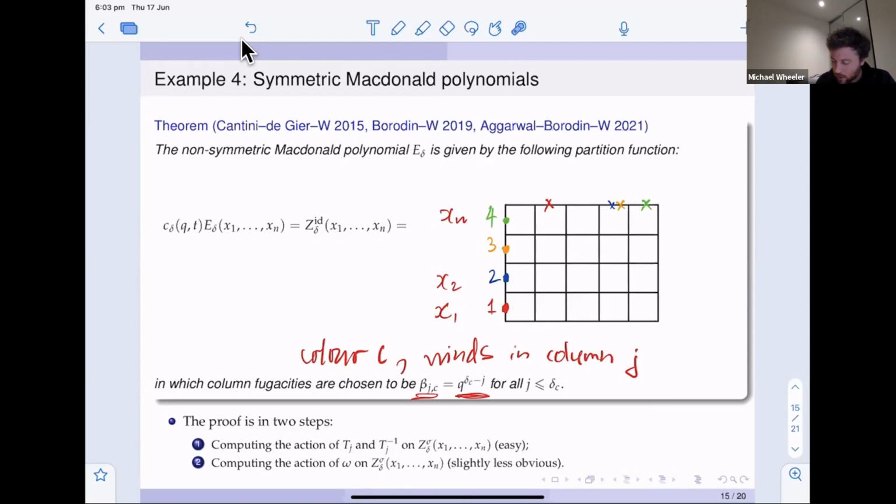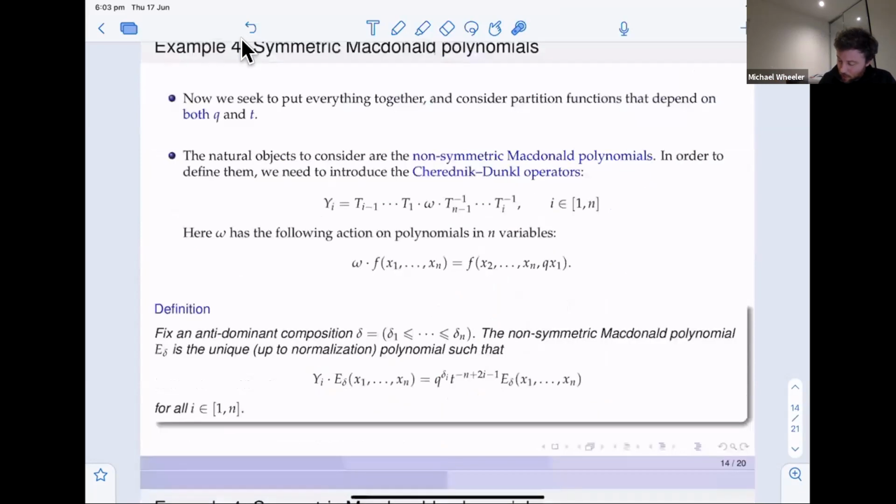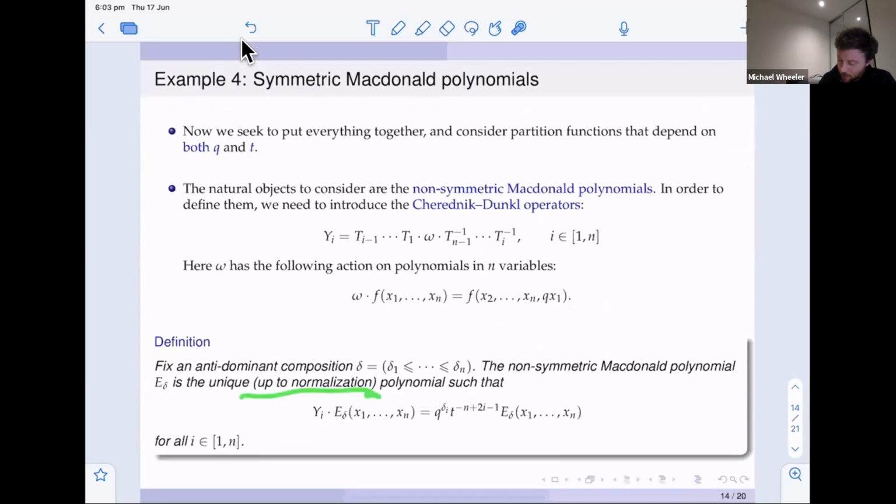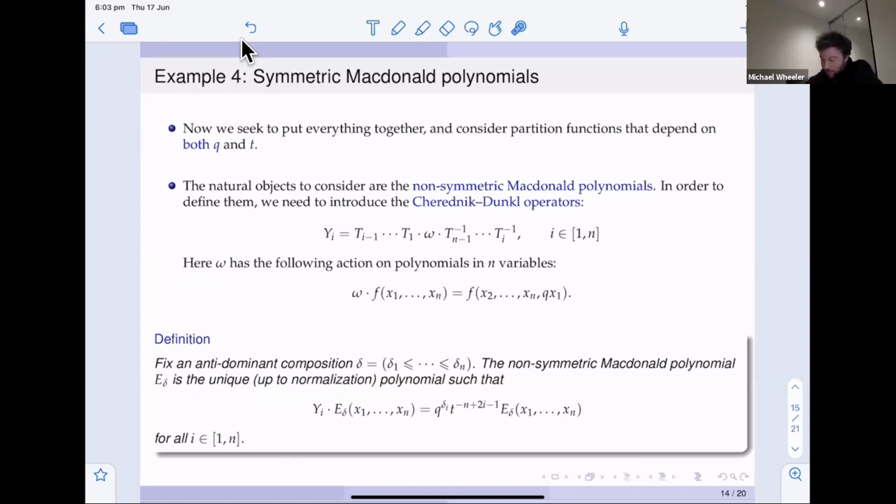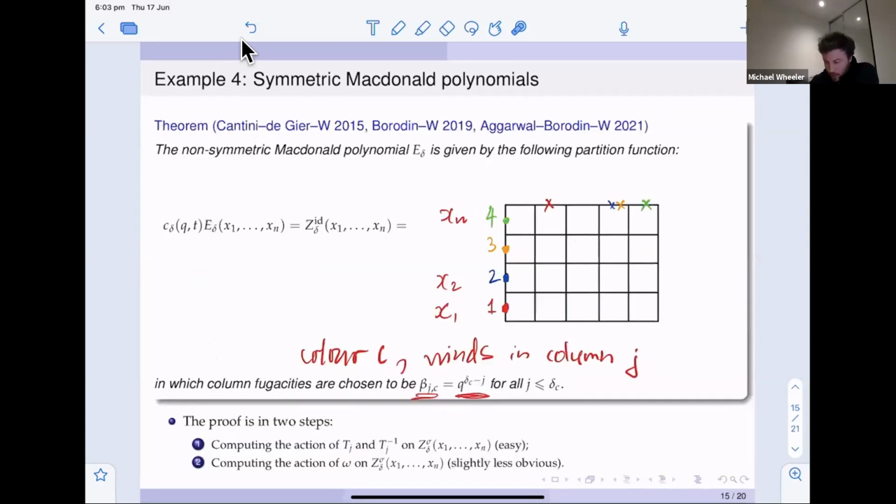Well, it gives you E delta up to some normalization. So there is a normalization floating around here that needs to be computed explicitly, but given that in the definition here, it was only up to normalization anyway, this normalization constant is not particularly scary. Okay, so I want to sketch the proof of how this works.